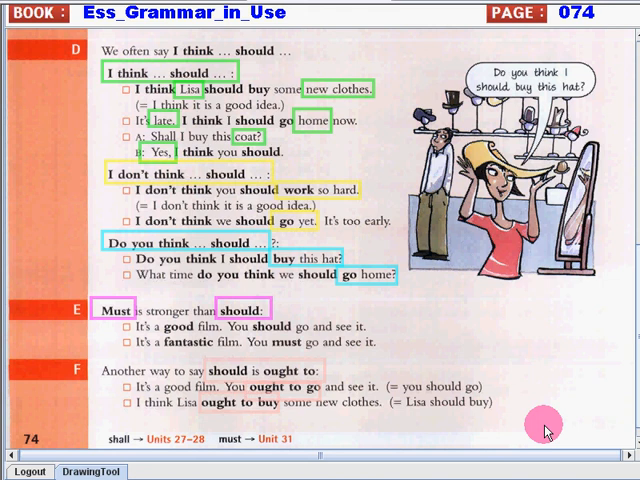Now students, I hope you understood our lesson for today. I want you to review this lesson and remember all the important information about our topic. It's the word should, rather. Again, it's about the word should. How to make positive sentences, negative sentences, and question sentences. The difference of should from must, and should and ought to. Okay?